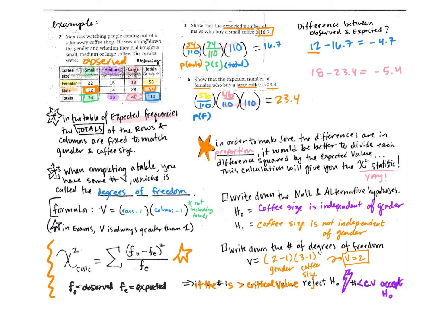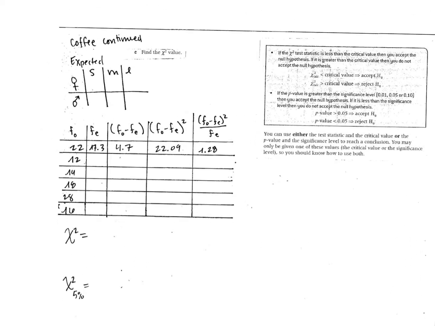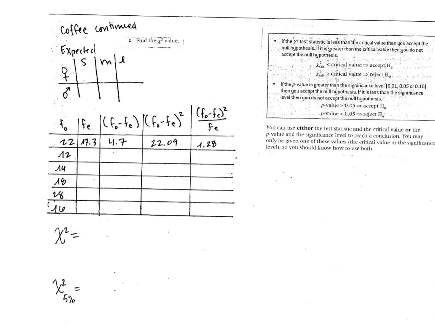Okay, so coffee, right? So we did this, observed versus expected. So coffee still. So it wants us to find chi-squared. You're like, okay, cool. I'm going to just run the calcs, run it back. So hold on. Let's figure out how this works.